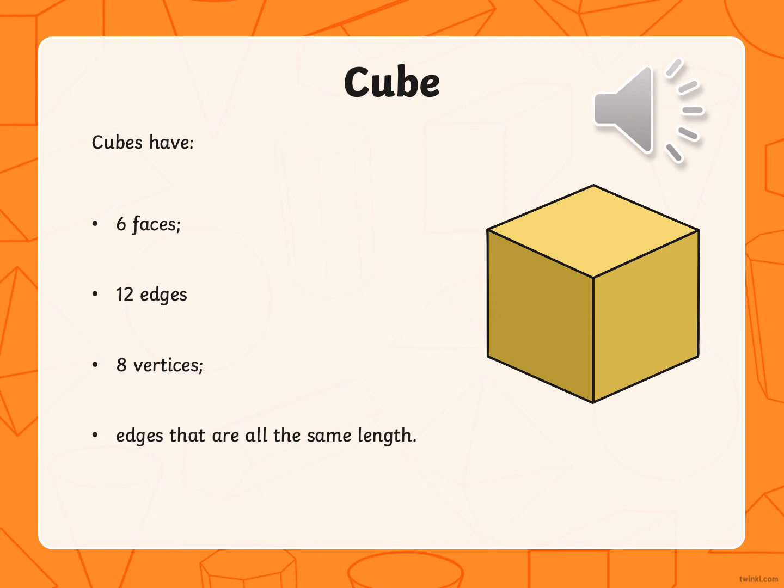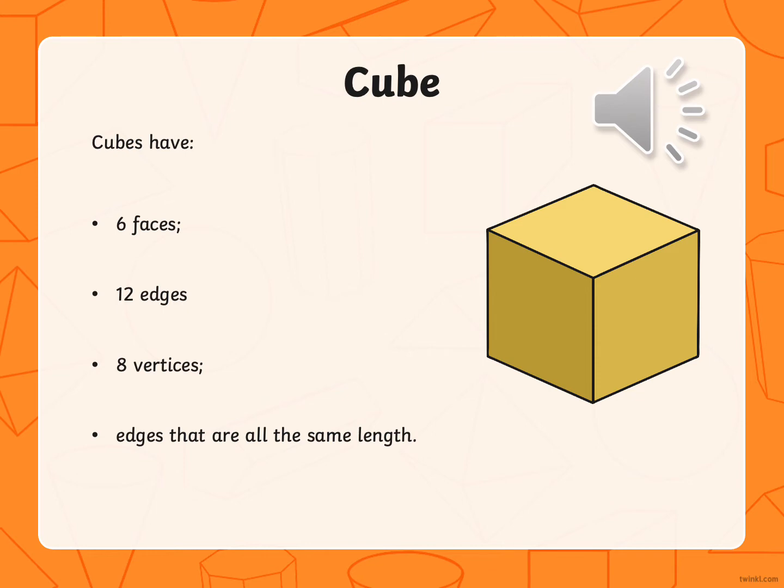So the first 3D shape we're going to look at is a cube. The properties of a cube are it has 6 faces. The faces are square. When you are describing the properties of a 3D shape, you use 2D shapes to describe their faces. Okay, so there are 6 square faces on a cube.